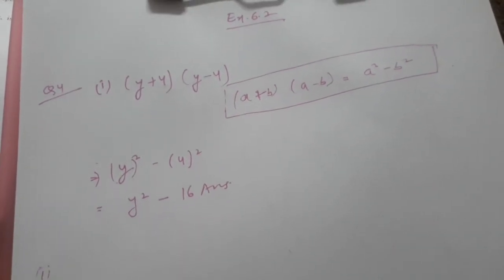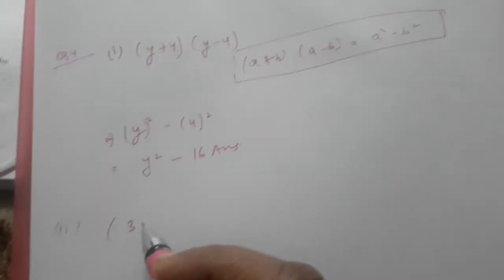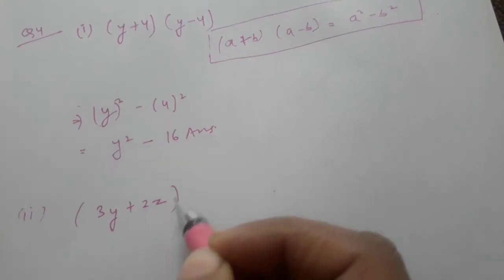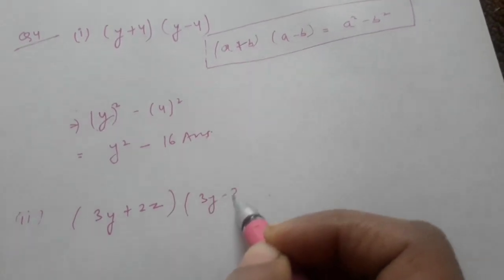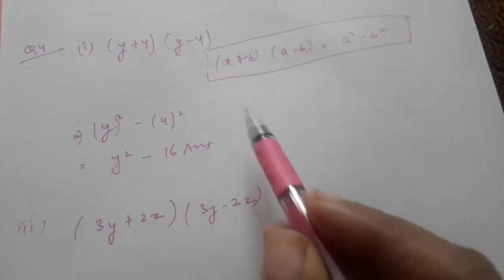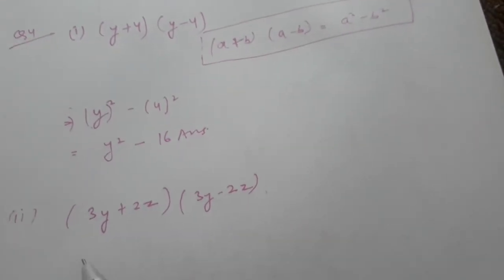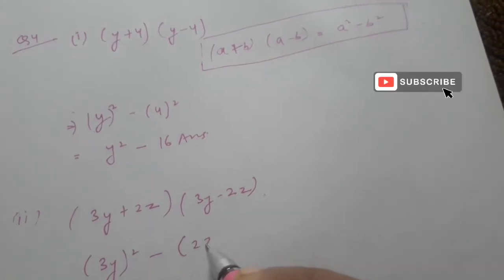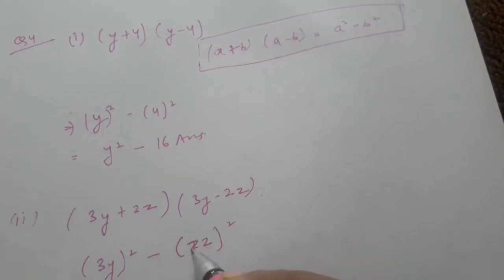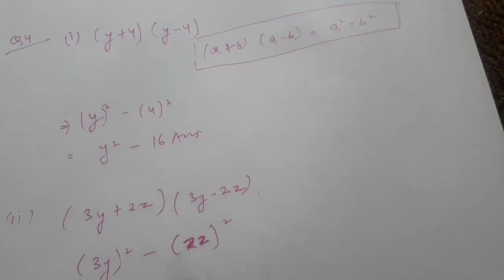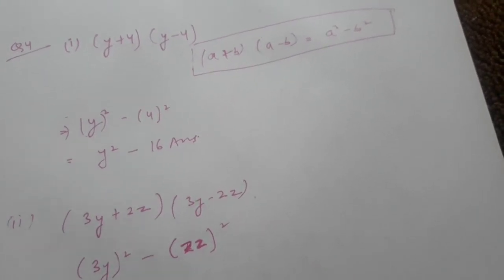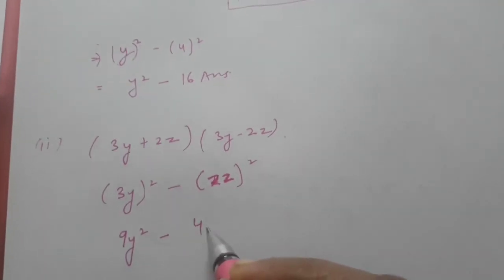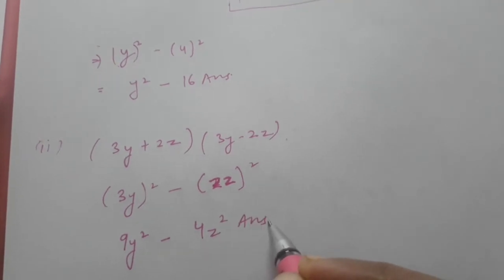Now let's move to the second part, which is 3y plus 2z and 3y minus 2z. So following this identity only we will go further. That is a square, which is (3y) square, minus (2z) square, which is b square. So (3y) square would become 9y square and (2z) square would become 4z square, which would be our answer.